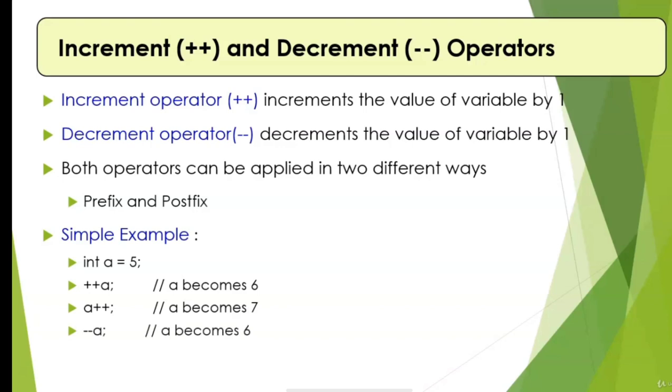In a similar way, I can apply the decrement operation, that is minus minus a will make the value of a equal to 6. And if we apply the postfix decrement, that is a minus minus, it will make the value of a equal to 5. So this is the way we can apply the increment and decrement operators. But note that here we have used both prefix as well as postfix notation, and this example does not tell you the clear difference between prefix and postfix application of the increment and decrement operators. So that we will discuss in more detail in the next slide.